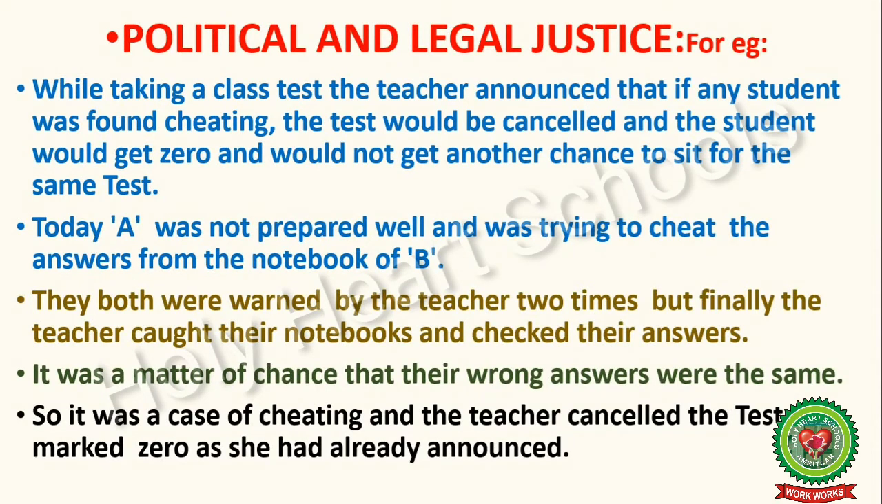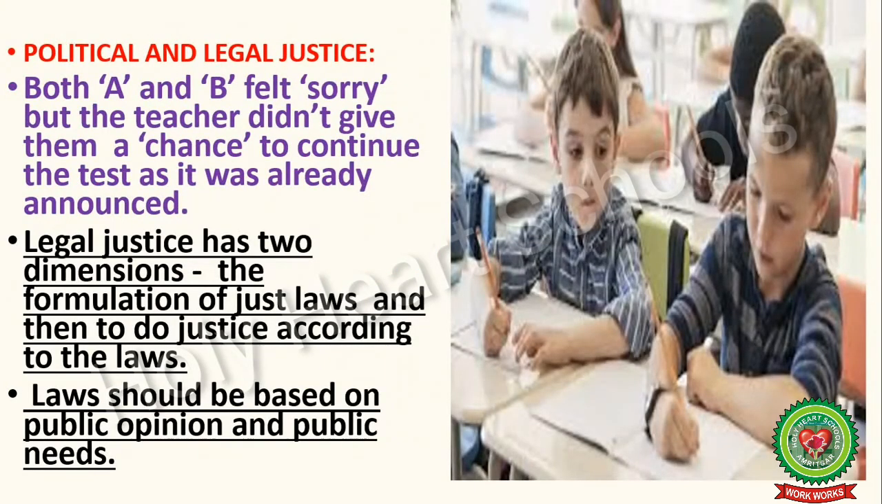as she had already announced. So already I told you the teacher announced that the test would be cancelled and the student would get zero. And the third condition was there would be no next chance to sit for the retest for the same test. Now both A and B felt sorry, but the teacher didn't give them a chance to continue the test as it was already announced. So the teacher had already announced.